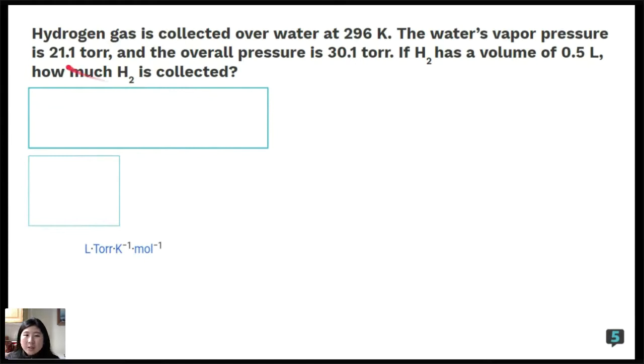So hydrogen gas is collected over water at 296 kelvins. The water's vapor pressure is 21.1 torr, which is, by the way, another unit for pressure, and the overall pressure is 30.1 torr. If hydrogen gas has a volume of 0.5 liters, how much hydrogen is collected? So we're asking how many moles of hydrogen we get from the sample that we have.